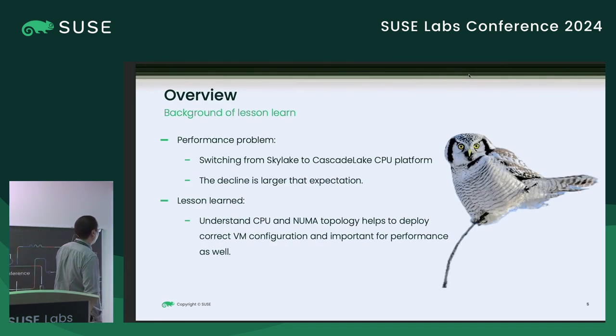What performance problem did we encounter? When we used a static configuration, it worked well on Skylake. But when we switched to the Cascade Lake CPU platform, the performance was bad, not as expected, a large difference. I will show you in the following slides. What lessons did we learn?